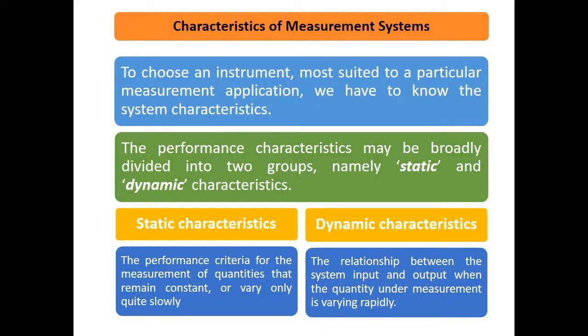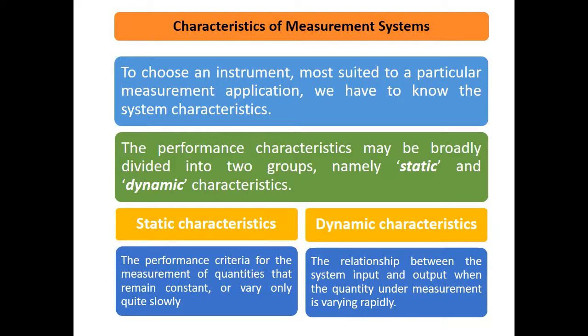Today I am going to explain the concept of accuracy and precision, the two most important static characteristics of a measurement system. To choose an instrument or a measurement system most suited to a particular measurement application, we have to know the system characteristics. The performance characteristics may be broadly divided into two groups, namely static and dynamic characteristics.